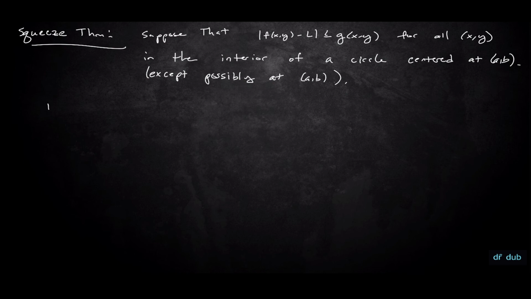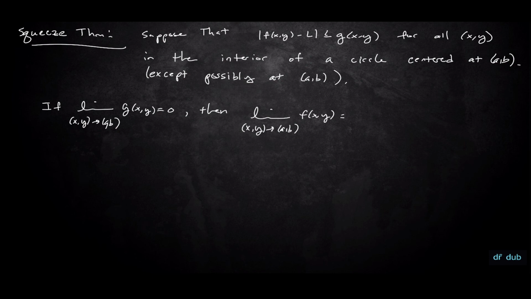The squeeze theorem then says if the limit as (x, y) goes to (a, b) of g(x, y) equals 0, then the limit as (x, y) goes to (a, b) of f(x, y) equals L. So it's a very similar idea, squeeze theorem.